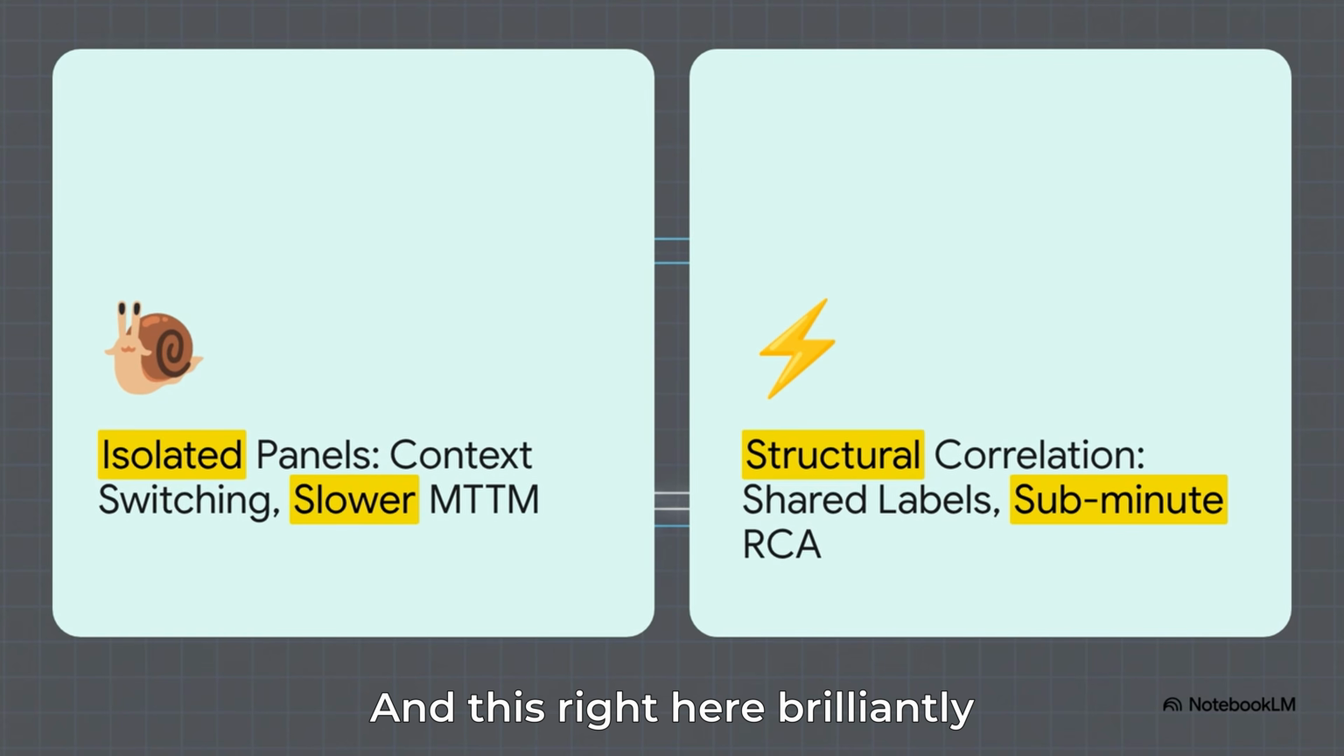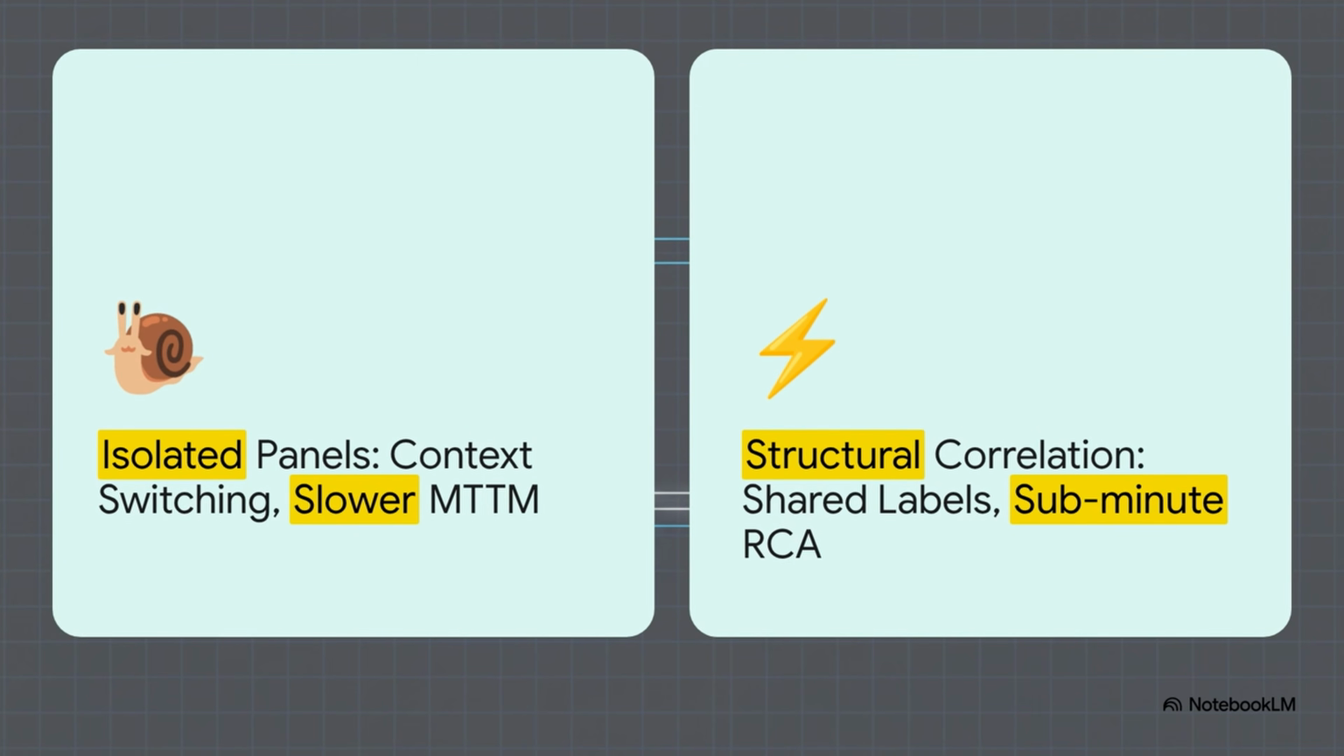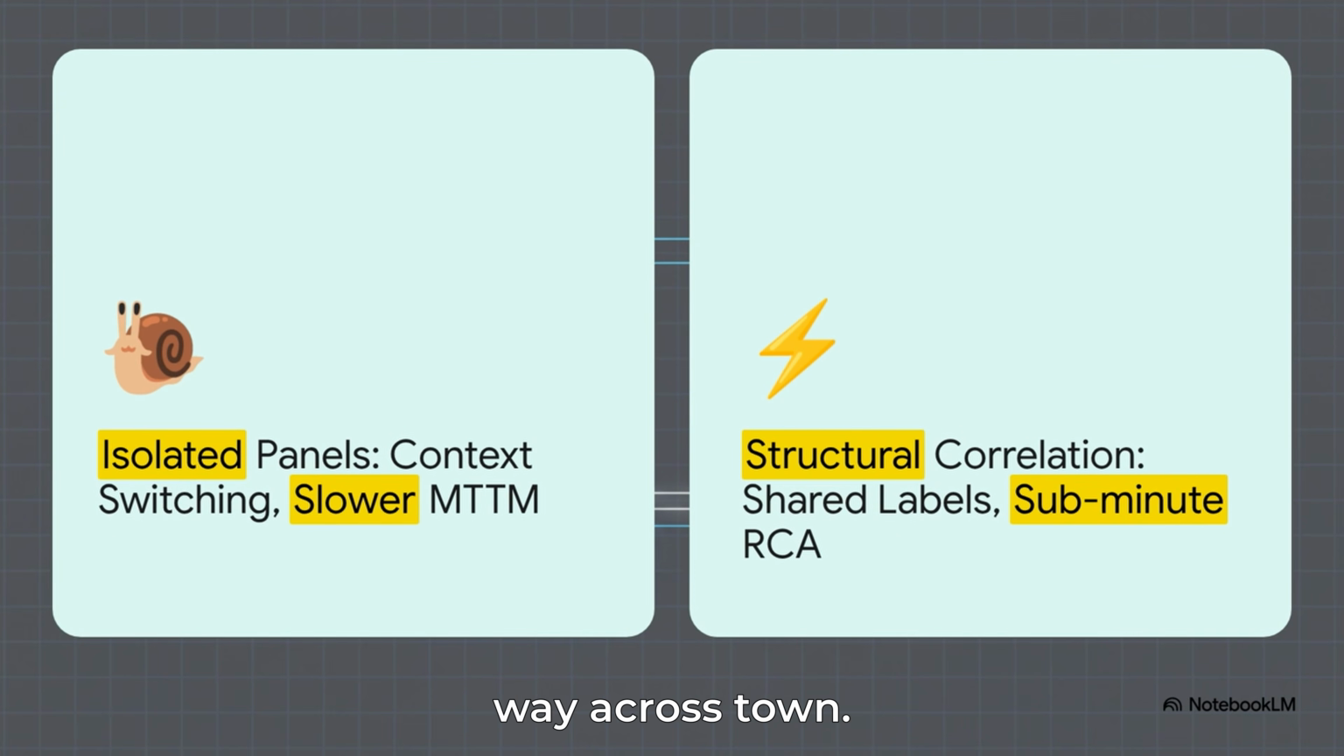And this right here brilliantly illustrates the core issue. On the left side, we've got the old way, isolated panels. You spot a metric spike in one tool, and then you're frantically switching tabs to manually hunt for logs in another. It's kind of like finding fingerprints in one building and the murder weapon all the way across town. But on the right, that's structural correlation. By leveraging shared labels between your metrics and logs, you can pull off sub-minute root cause analysis.